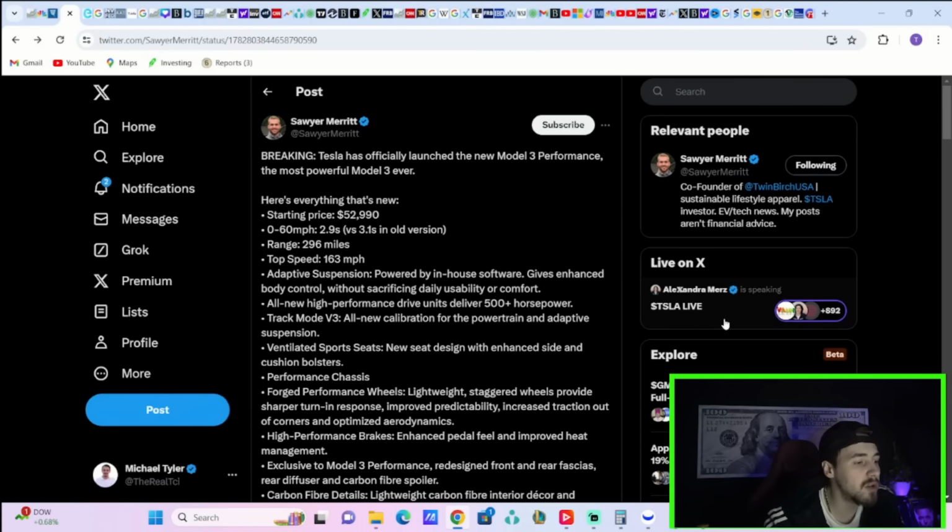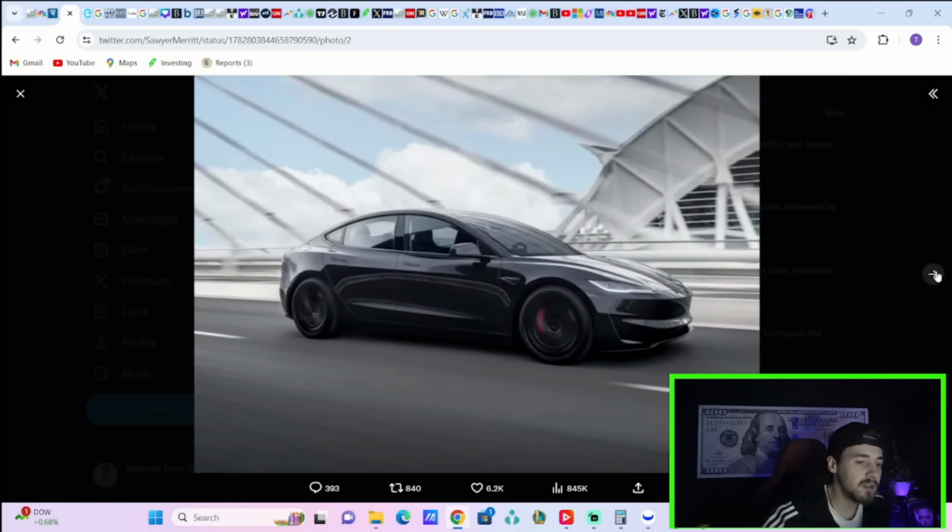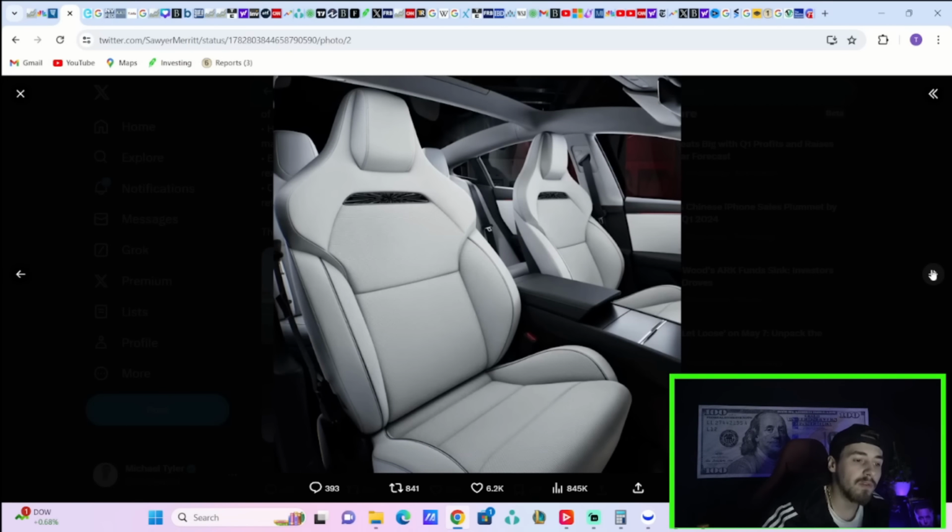Tesla has officially launched the new Model 3 Performance, the most powerful Model 3 ever, with a starting price of $52,990, 0 to 60 in 2.9 seconds, with a range of 296 miles and a top speed of 163 miles per hour. And here are some images of the Model 3 Performance that is being launched today.